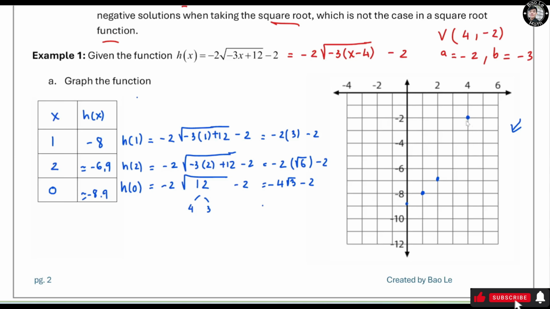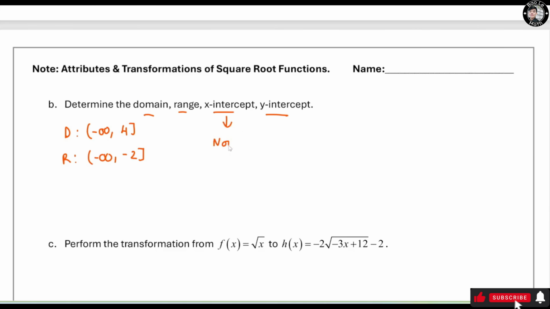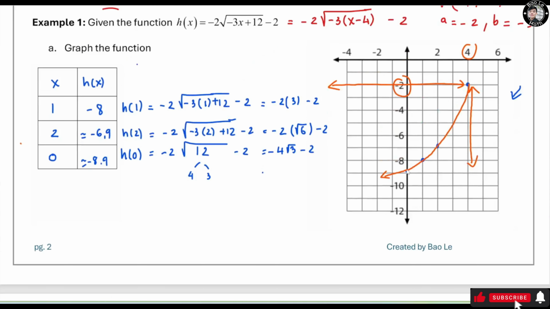Now if we connect these points, we get the graph of the radical function. The domain is going to be from negative infinity to 4, right? And the range is going to be from negative infinity to -2, right? The x-intercept is none, right? Now the y-intercept is going to be right here, right? So x equals 0, y equals -4 root 3 minus 2. Make sure you write the exact value, right?